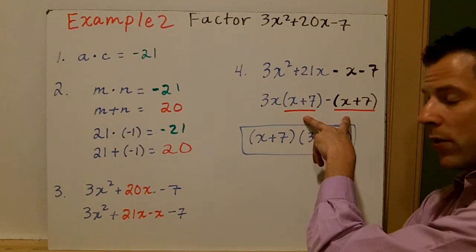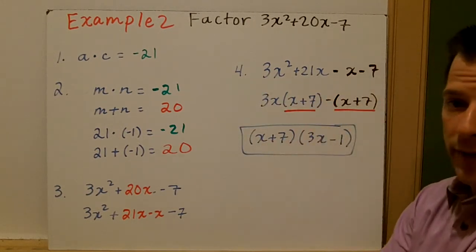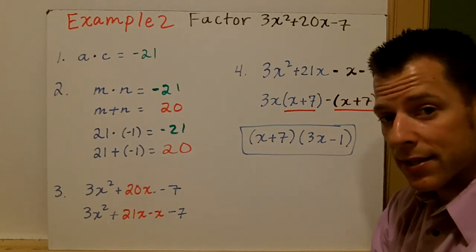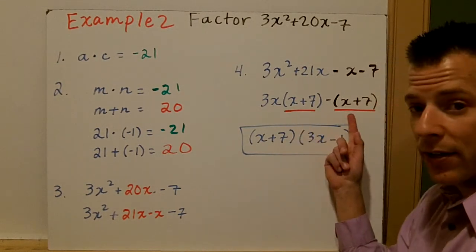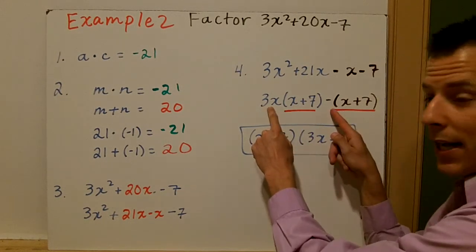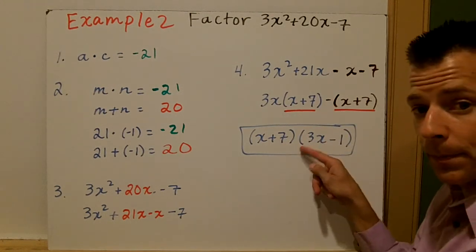Again, look at what's underlined in red. Two terms, both having x plus 7 as a factor. So remember what we said in the last slide. They both have the same factor here. What's in parentheses is one factor. What's outside is another. 3x minus 1 is the other factor.